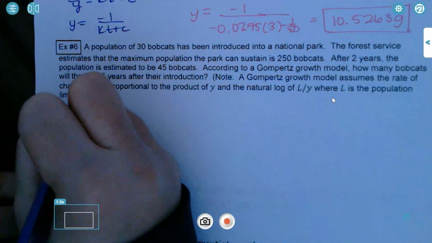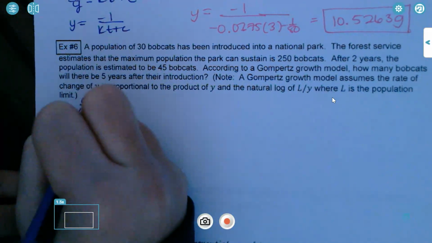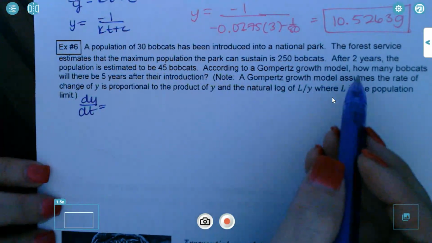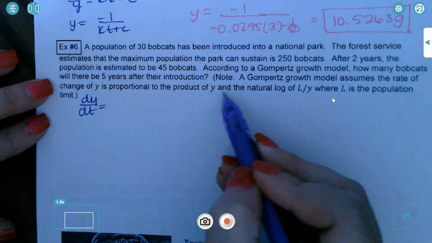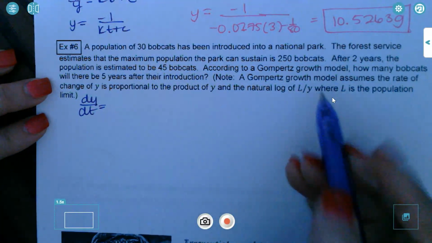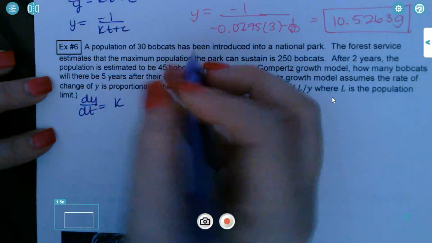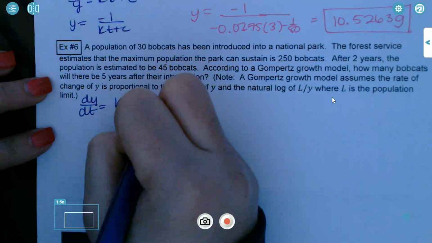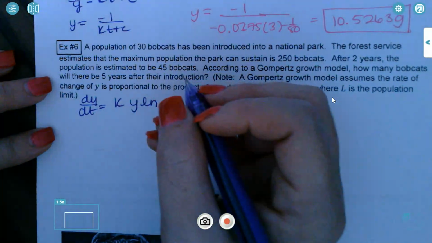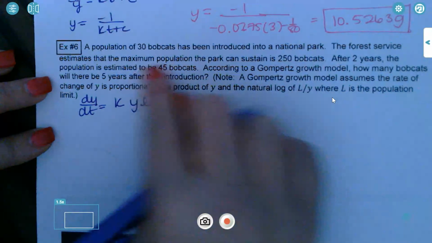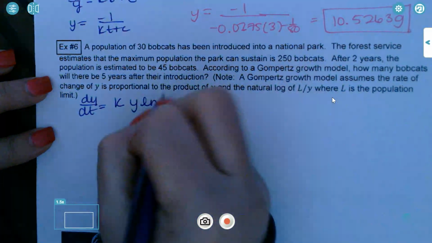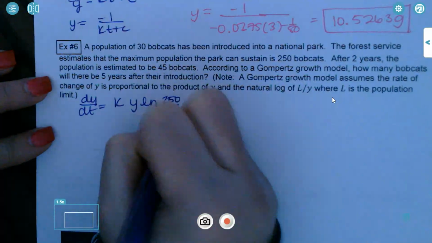Start off, dy/dt is going to equal, let's see, it says the product of y and the natural log of L over y. So our proportionality constant times the product of y and the natural log of L over y, where L is the population limit. The maximum population up here is 250 bobcats, so it's going to be 250 over y.